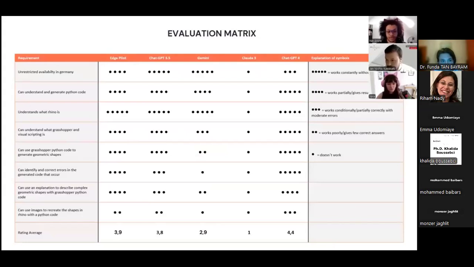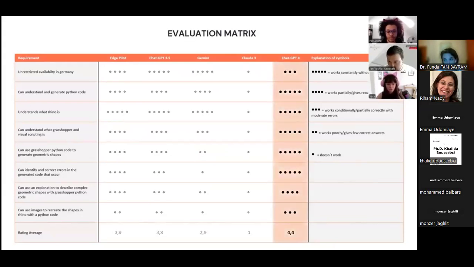We mentioned the three most important. Is the AI accessible in Germany? Can the AI understand and generate Python code? And can the AI use images to create shapes in Rhino with Python code? We tested ChatGPT 3.5, ChatGPT 4, the Edge Copilot, as well as Gemini and Claude 3.